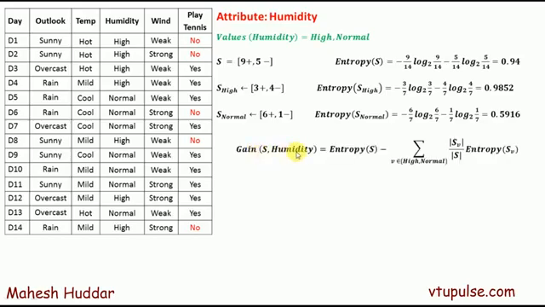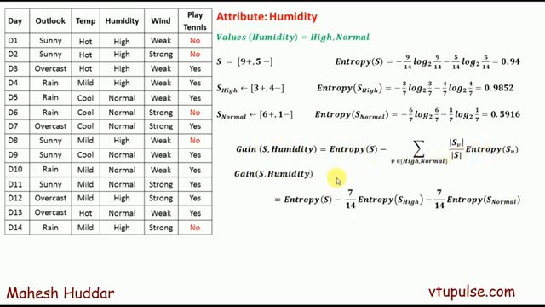Gain of humidity with respect to S is entropy of S minus, in this case the values are high and normal. We need to put them over here. So the gain of humidity with respect to S is entropy of S minus 7 by 14, because high is appearing 7 times. So 7 by 14 entropy of S high, and normal is appearing 7 times again, so 7 by 14 entropy of S normal. Put the values of entropy, and you will get the final answer as 0.1516. So this is the gain of humidity in this case.